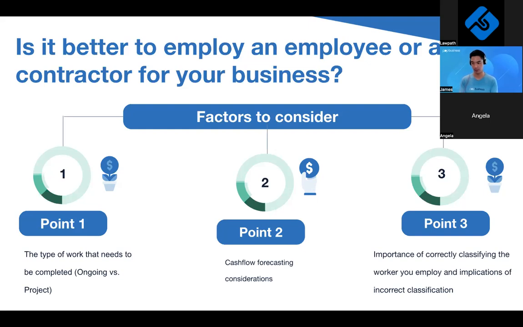There's no tax that you have to consider, and there potentially won't be any super that you have to plan for. And the last factor is the importance of correctly classifying the worker you employ, and I've already touched on that point. There are severe implications if you incorrectly classify a worker, mainly if you are classifying an employee as a contractor in order to avoid PAYG and super. To the ATO, that's a big no-no, and it is also a big focus area for the ATO. So those are the three factors you need to consider when deciding whether to bring on an employee or a contractor.